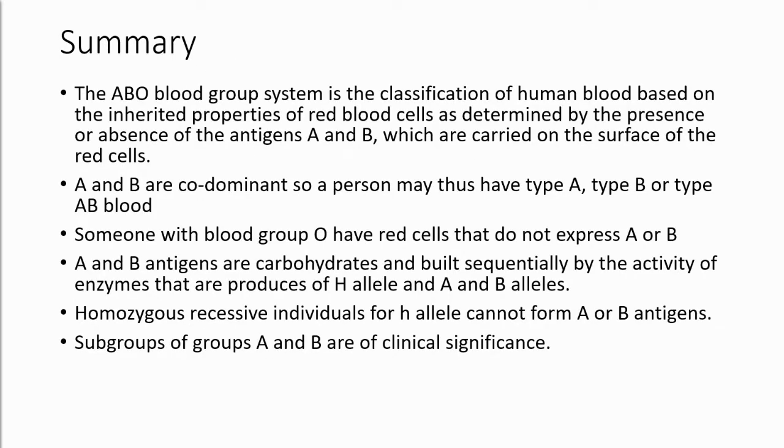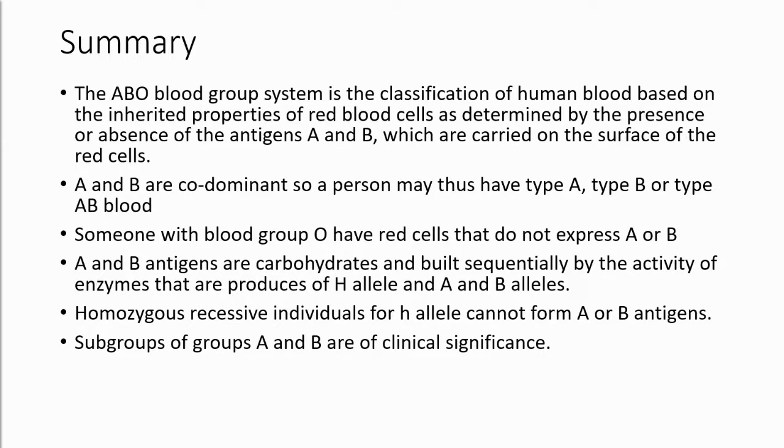So to summarise some key points, the ABO blood group system is the classification of human blood based on the inherited properties of red blood cells as determined by the presence or absence of the antigens A and B, which are carried on the surface of the red cells. A and B are codominant, so a person may thus have type A, type B, or type AB blood. Someone with blood group O have red cells that do not express A or B.